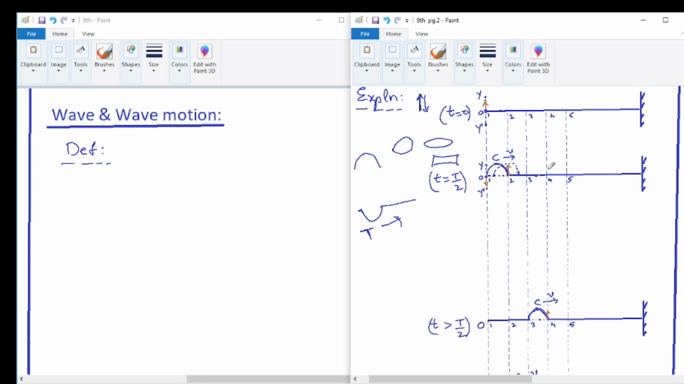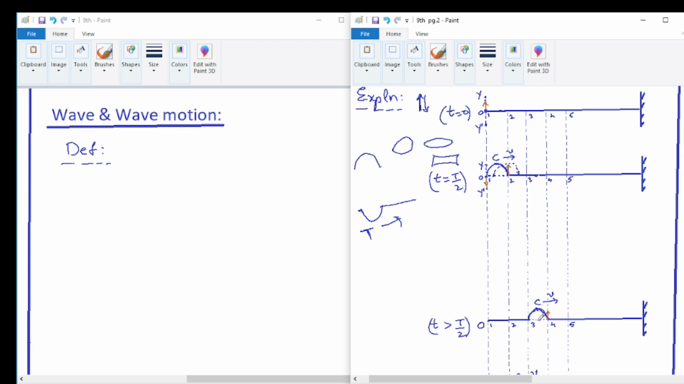So when the crust has reached here, at this time, any time greater than t by 2, for example some time, say 10 seconds or 20 seconds later, where is the particle which is at the midpoint between 3 and 4? It has reached here, because the shape of the string has come like this. That means from the mean position earlier, from its position of rest, it has reached the extreme position. That is what is happening here.